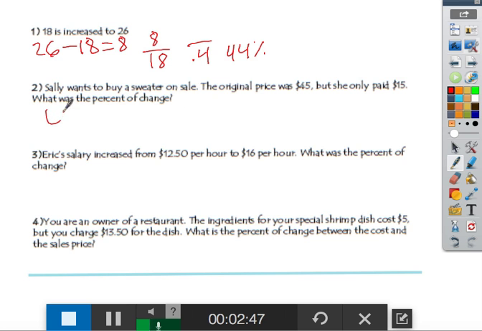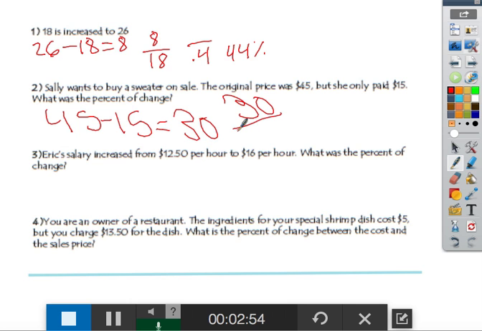So I gotta do 45 minus 15, which equals 30. And then I do 30 over 45, which equals 0.6 repeating, and that'll be 66.6%.